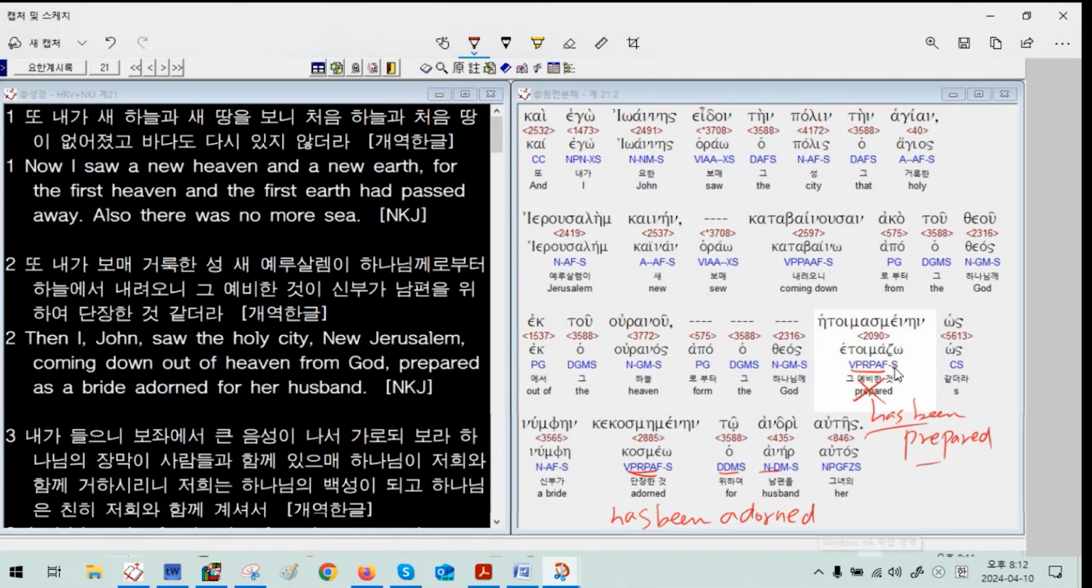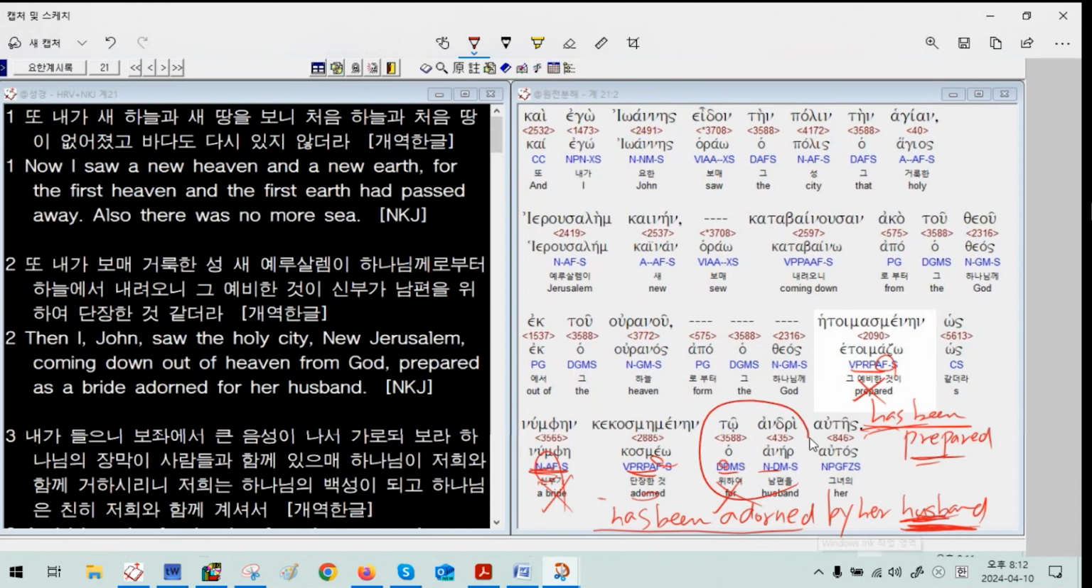Who? FS. Who is the bride? So the bride has been prepared. The bride has been adorned. Dative is what? Not for, by her husband. The husband is the one who has prepared her. The husband is the one who has adorned her. The bride cannot do anything. It has to be action done by the husband, who is the Christ. Christos.